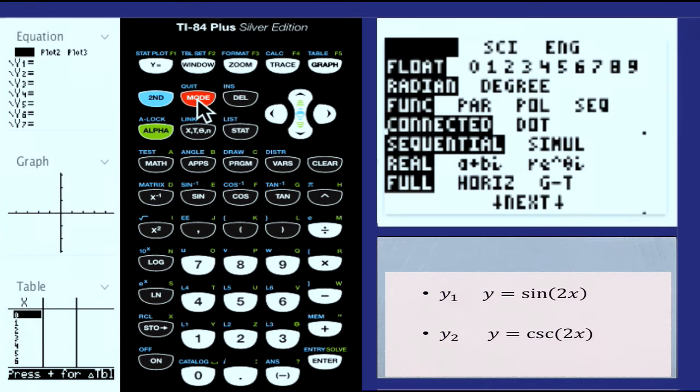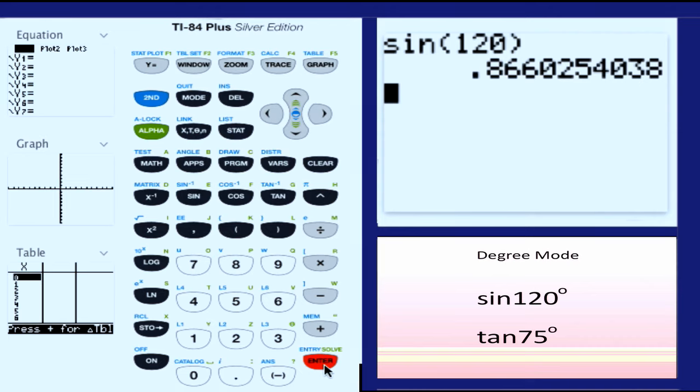Now you have the mode button, and we want to check and make sure, depending on the function, whether you're in radian or degree. The default for the calculator is radian, but occasionally your teacher may want you to be in degree mode, and that really affects what the coordinates, when you type in or trace on the graph, what the coordinates will read. So you need to check and make sure with your teacher which mode you want to be in. Let's try tangent 75 degrees.